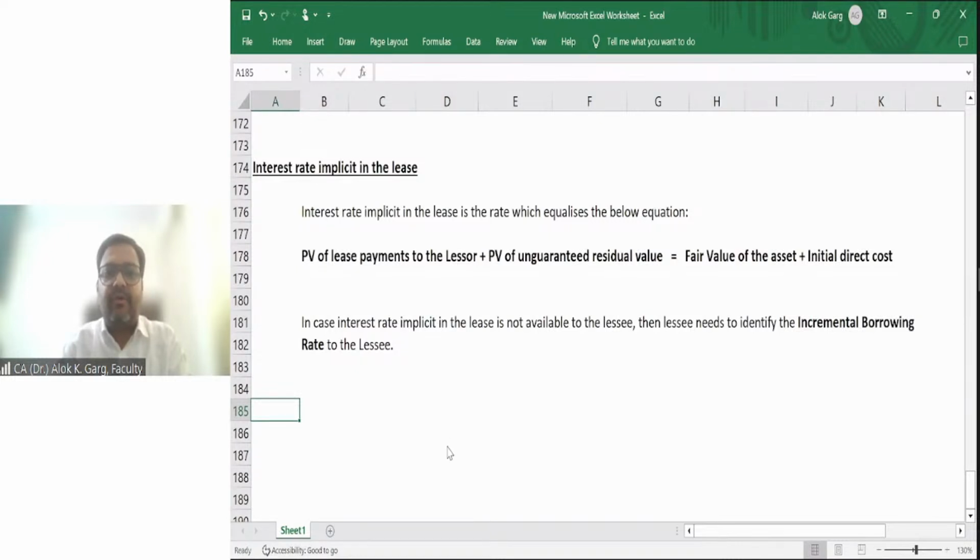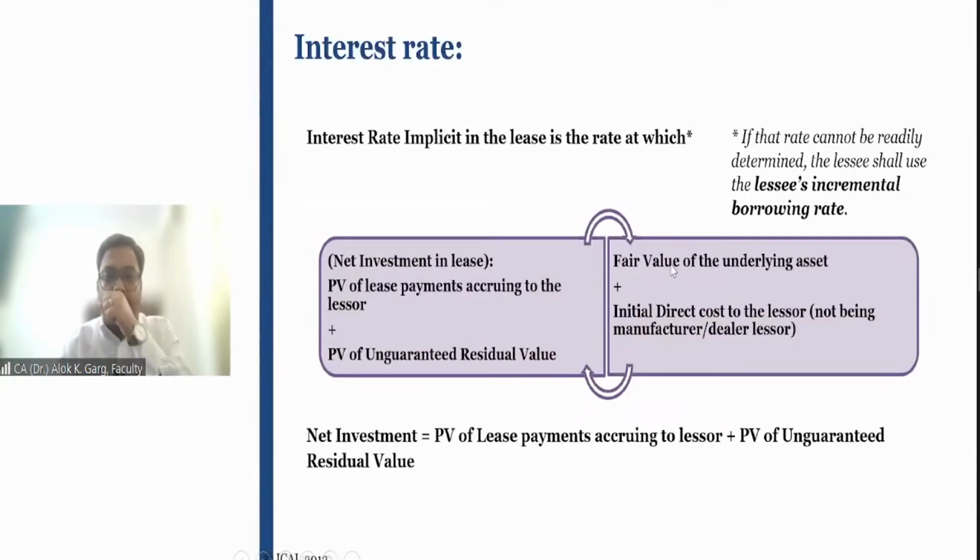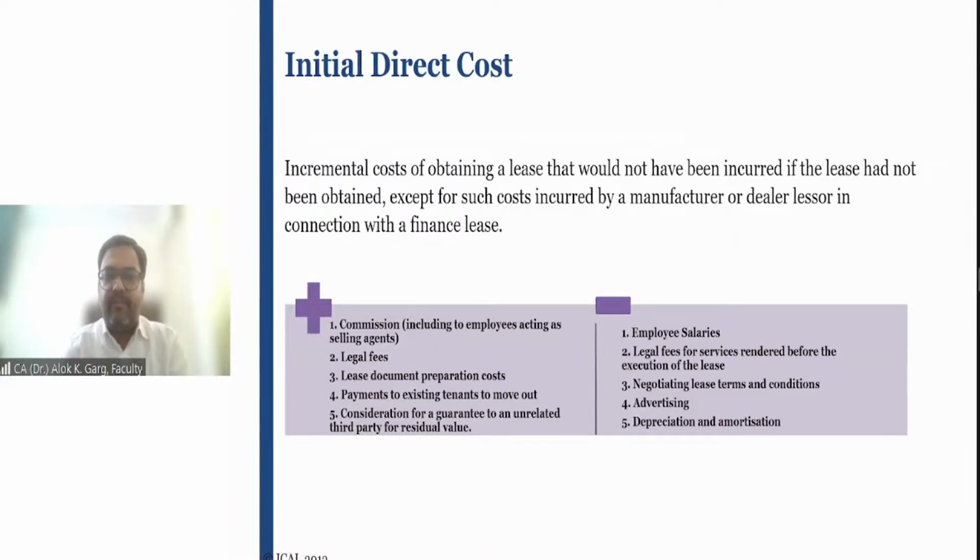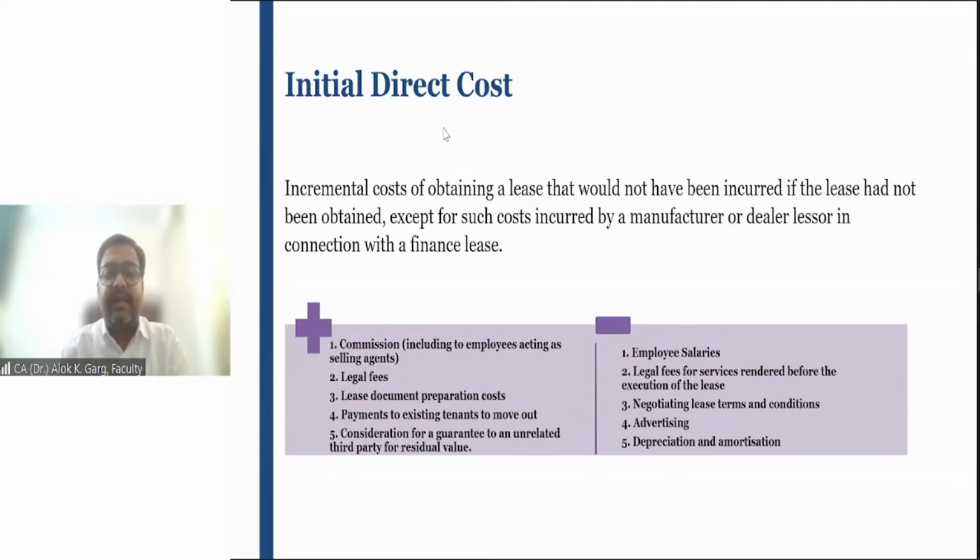Now let's go back to the next concept. Initial direct cost. So we just heard the concept of initial direct cost: fair value of the asset plus initial direct cost. What is meant by initial direct cost? Although I have already taken an example of initial direct cost.